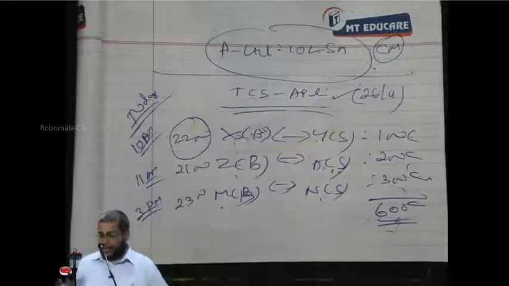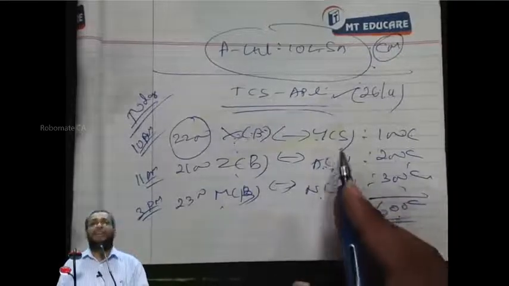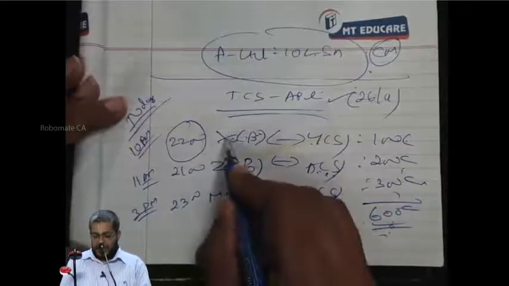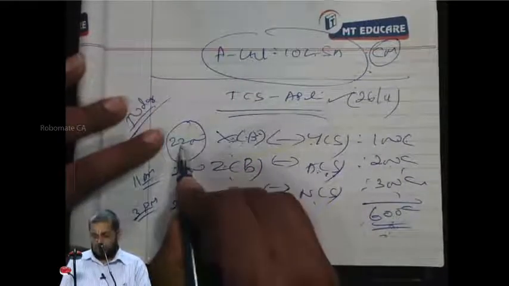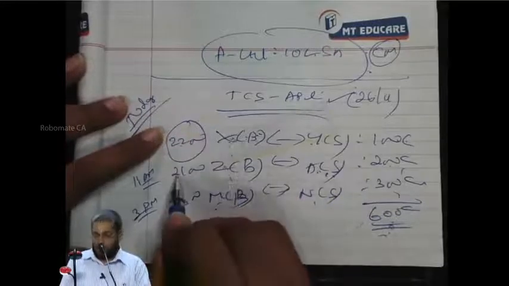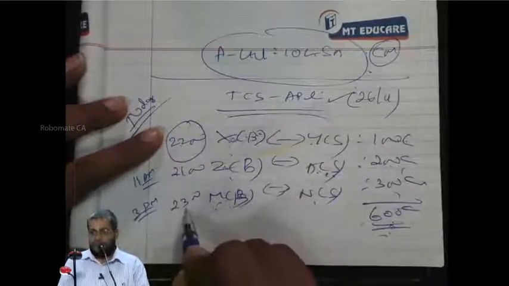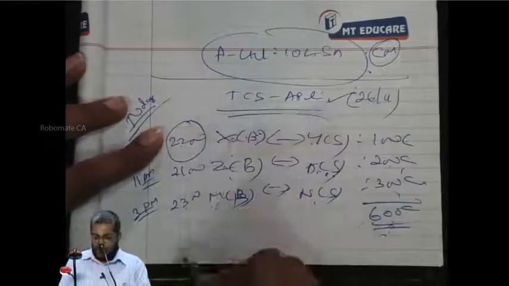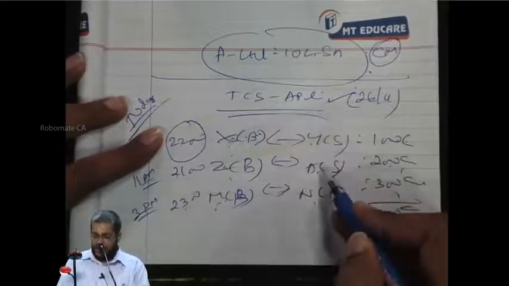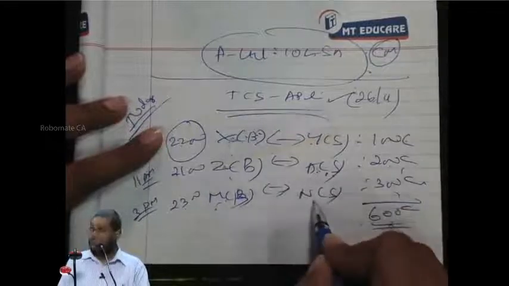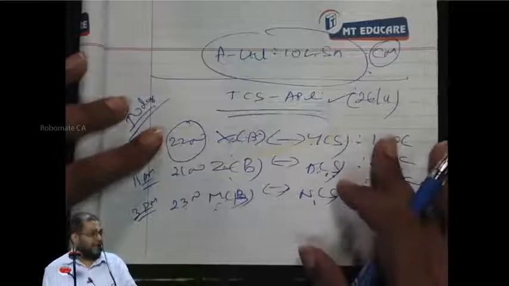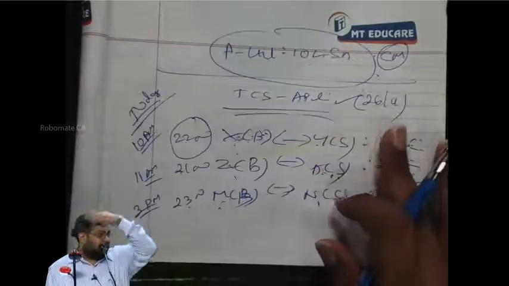Now tell me, at the end of today, who are all the buyers of TCS shares? X, Z, M. X has agreed to buy at 2,200, Z at 2,100, M at 2,300, on 26th April. Yes or no? The counter sellers are Y, A, and N. They have also given the quantity they are willing to buy and sell. This is futures contract creation.